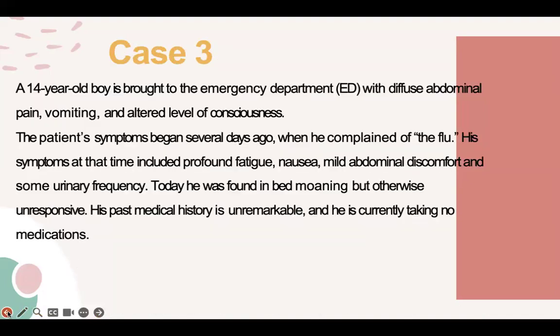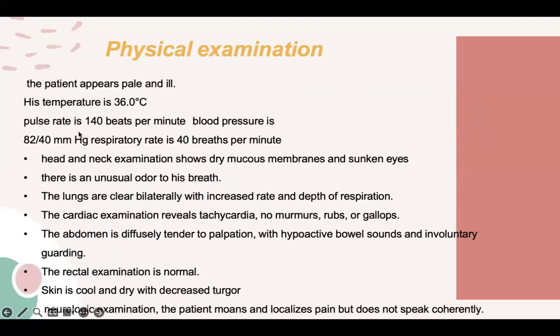So, history-wise, what are the important clues here? Acute abdominal pain with vomiting and altered level of consciousness, with a history of urinary frequency, polyuria you can say. It started with an upper respiratory tract infection. So these are the clues from the history. On examination, you can see there is hypothermia, tachycardia, hypotension. Head and neck examination showed dry mucous membranes and sunken eyes, and there is an unusual odor to his breath. Important clue again. Lungs are clear bilaterally with increased rate and depth of respiration.